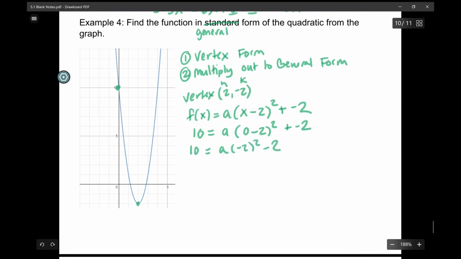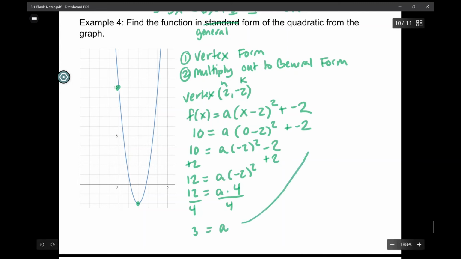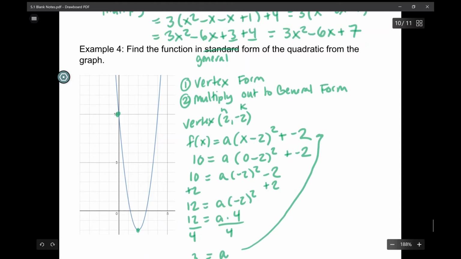I can solve this for a, no problem. First thing I'm going to do is add 2 to each side. So 12 equals a times negative 2 squared. Negative 2 squared is 4. 12 equals a times 4. I want to undo the times, so I divide. A equals 3. And this opens up, so that matches with what I think. So now I come back up here and I plug in my a equal to 3.